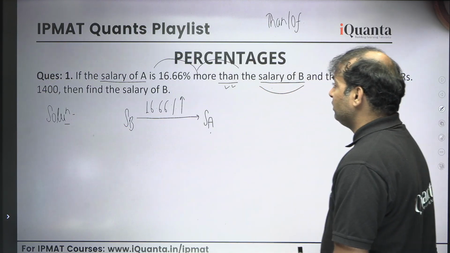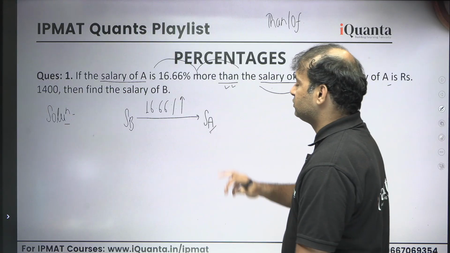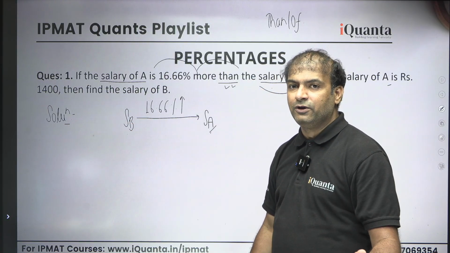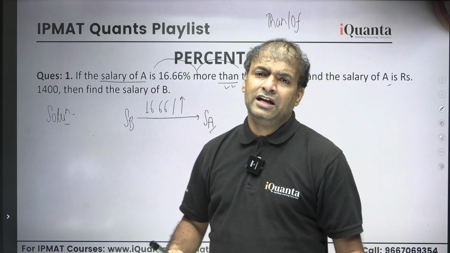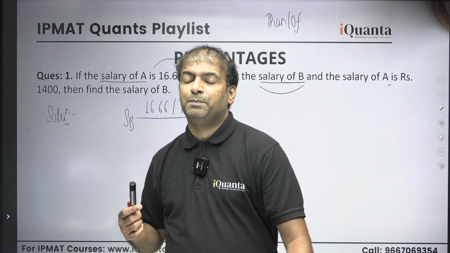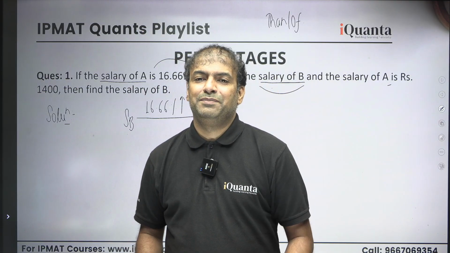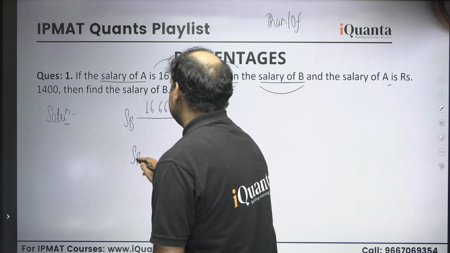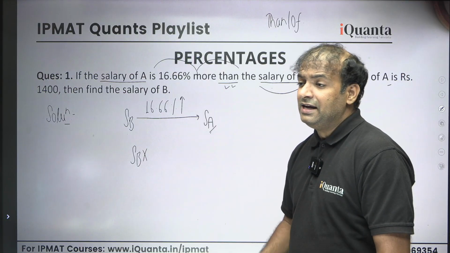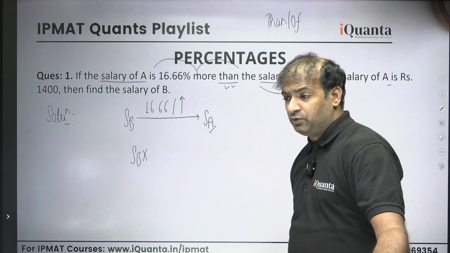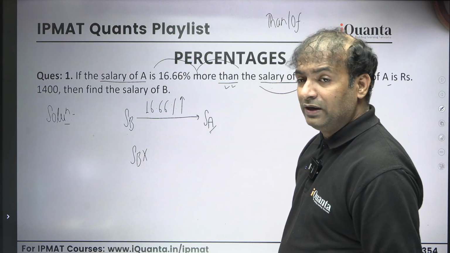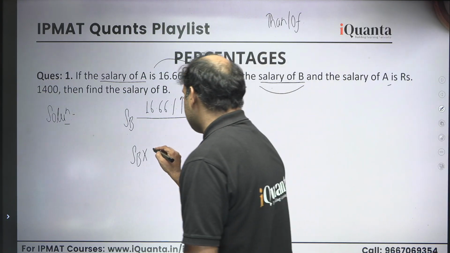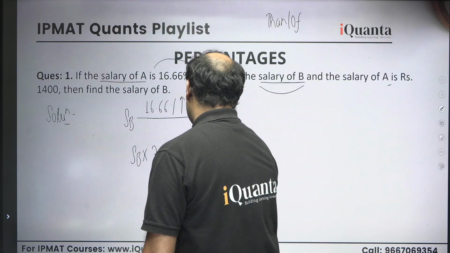Now, the good thing is that we also know the salary of A, right? We need to find the salary of B, which here is nothing but the initial value. So I just told you in the previous slide that whenever we have to find the initial value, the best way can be the multiplication factor. So guys, what should be the multiplication factor when there is an increase of 16.66%? 16.66% in fraction is 1 upon 6. The multiplication factor is 1 plus 1 by 6 because this is an increment. 1 plus 1 by 6 is 7 by 6, which has to be the salary of A.